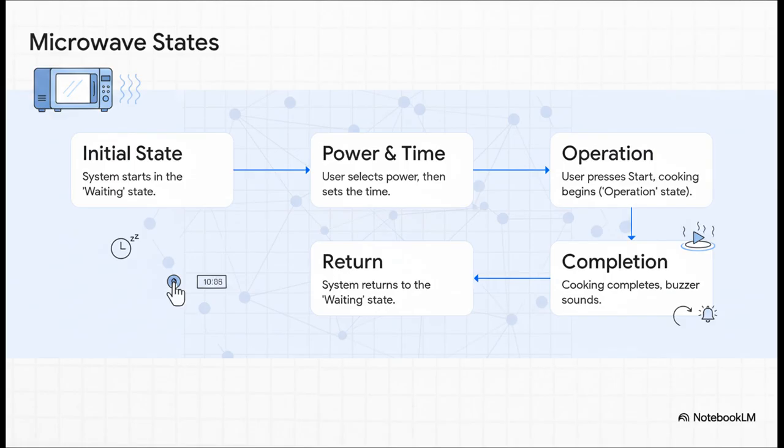Let's use a super simple example, a microwave oven. A microwave can only be in one state at a time. It starts in the waiting state. You press a button, that's an event, and it transitions to a new state, like set time. You press start, another event, and it transitions to the operation state. When the timer hits 0, that's the final event, and it goes all the way back to waiting. It's a really clear way to map out every possible state and how you get from one to another.